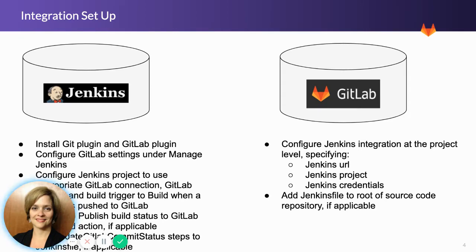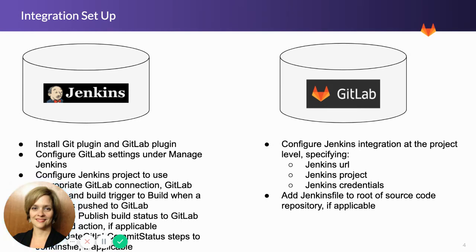Now, depending on which types of jobs you're defining in Jenkins, you might also have a post action to publish build status to GitLab that should be configured for your job. If you're using a pipeline job, you will have to add steps in your pipeline to update the GitLab commit status via your Jenkins file instead.